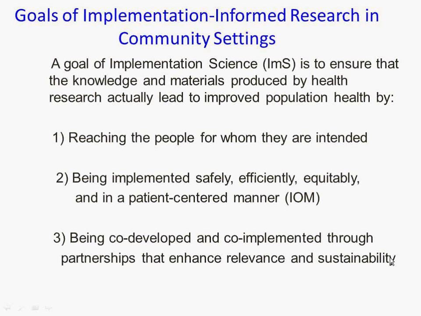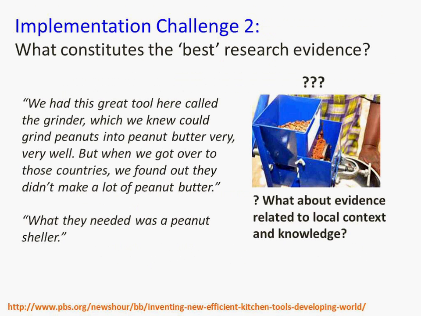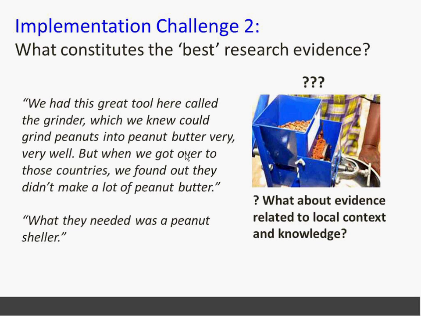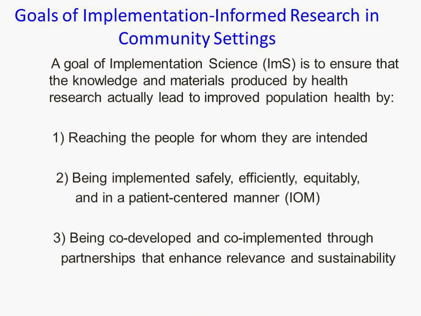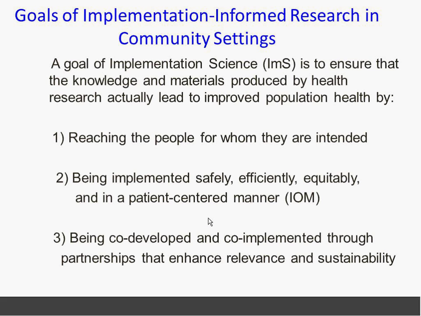Yeah, and so, no, I'm sorry, it was an animation there. Go back one. The idea here on the right: what about evidence related to local context and knowledge? This was missing, and we have an existing curriculum to help people think through that and to identify how to complement research evidence from perhaps very controlled environments, not controlled environments. So those are two things that we saw as the biggest tensions in our research community. Next slide. We identified, as have others, the goals of developing implementation-informed research and community gains so that interventions reach the people for whom they're intended, are implemented safely, efficiently, equitably, and patient-centered, and are co-developed and co-implemented. So these are all the lofty goals that we thought would be useful to train and add to training that was already here. Next slide.